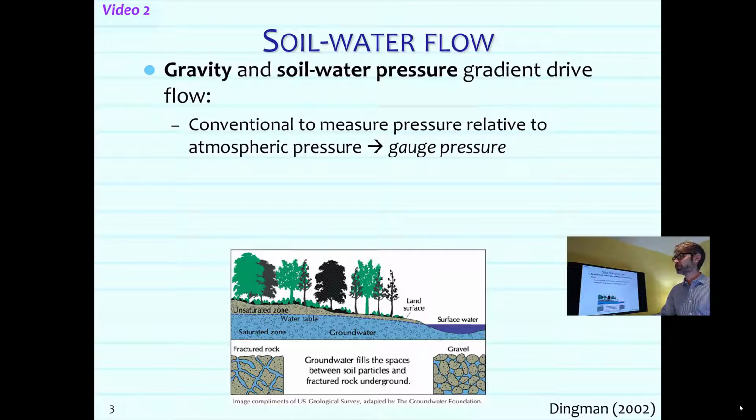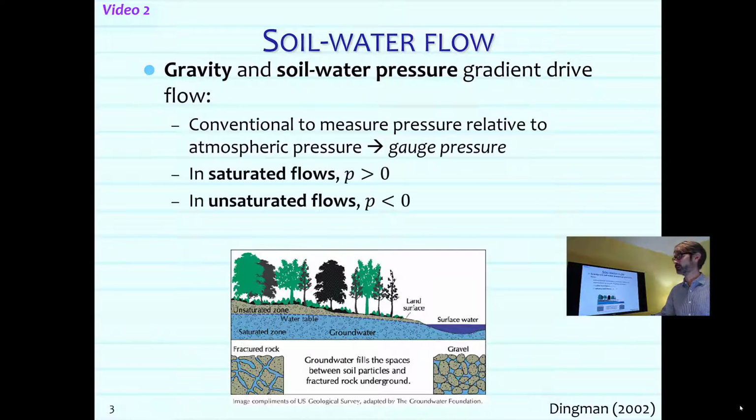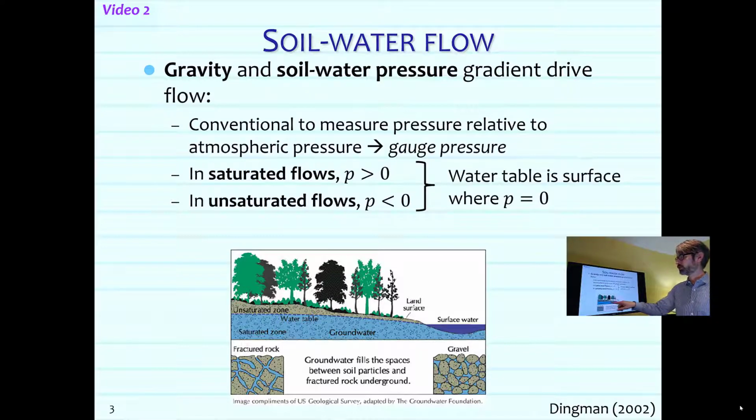It's conventional to measure pressure relative to atmospheric pressure, which we know from previous courses is called gauge pressure. In saturated flows, the pressure is greater than zero. It increases as we move downwards in the saturated zone. In unsaturated flows, something more interesting happens, which is that the pressure is actually less than atmospheric pressure, less than gauge pressure. The water table is then the surface where the pressure is equal to zero.